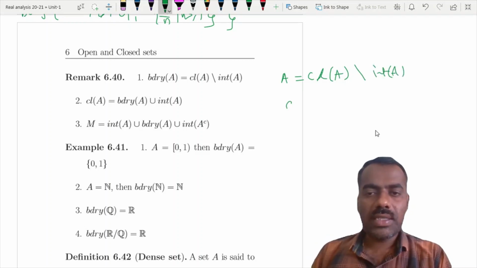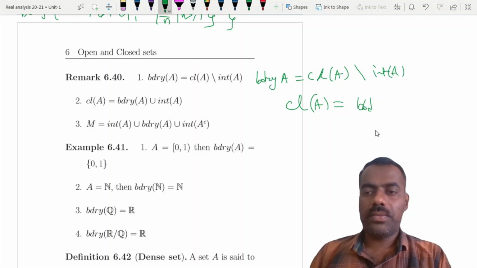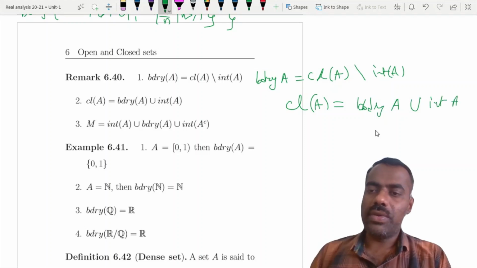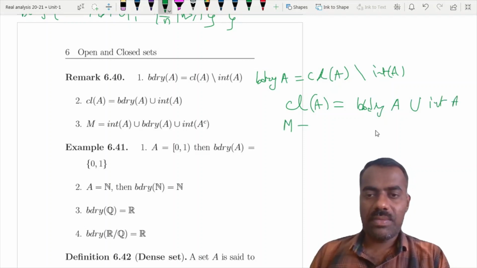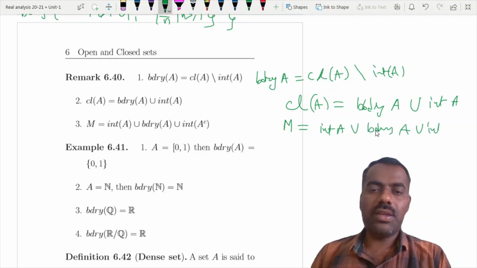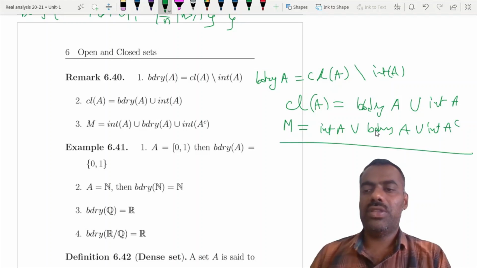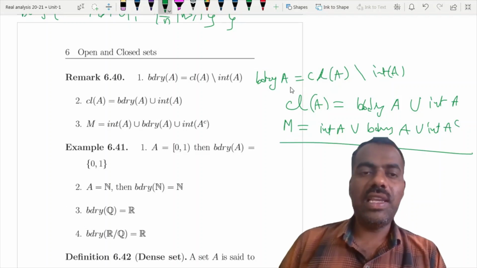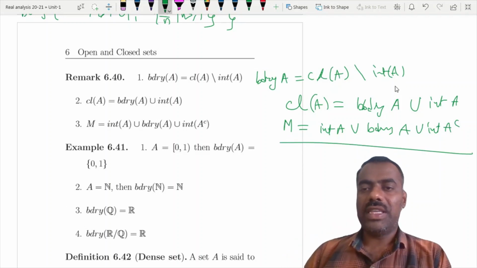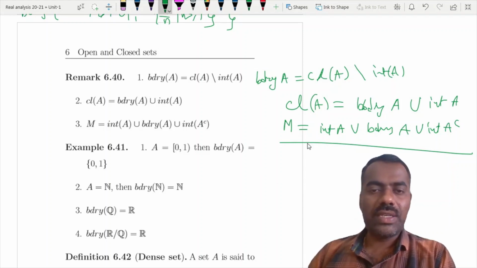Okay, or you can also write the closure of A as the boundary of A union with the interior of A. And the entire metric space M you can write as the interior of A, then the boundary of A, then the interior of A complement. Okay, so these are the relations you can easily verify with examples, or you can prove them and so on.